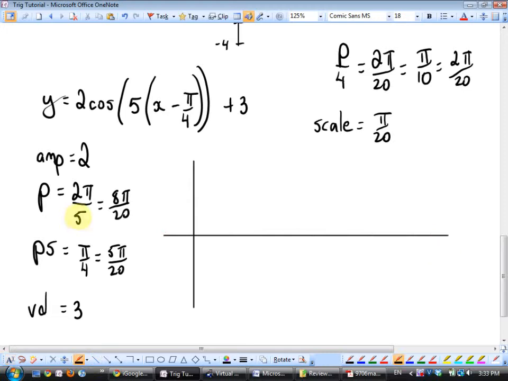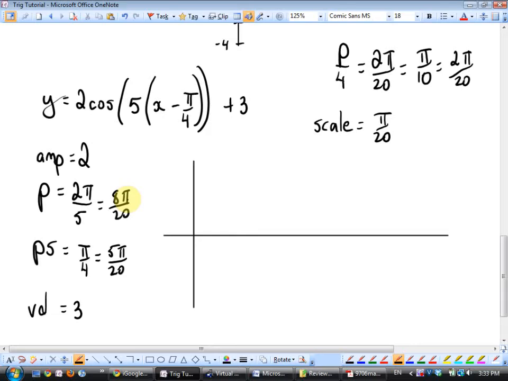How do I change a 5 into a 20? Multiply by what? Right, good old math 8 common denominator stuff. Okay. In fact, I'm going to do one more thing. Now, if you've already written this, you're fine. If you're in pencil, you can fix this.